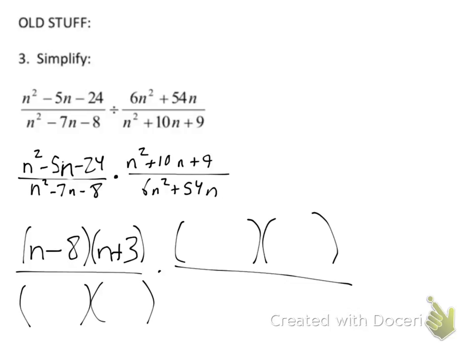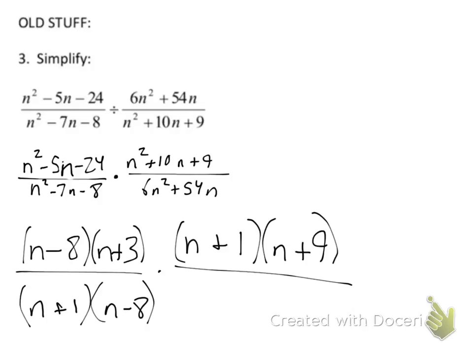Do the same thing for the other two. n, n. Factors of 9 that give me 10. 1 and 9, and they're both positive. Next one on the bottom. n plus 1 and n minus 8.